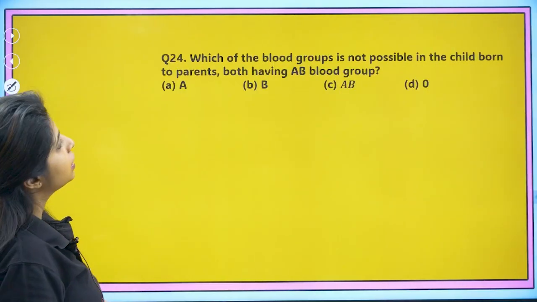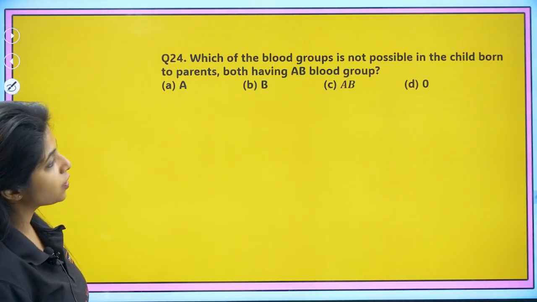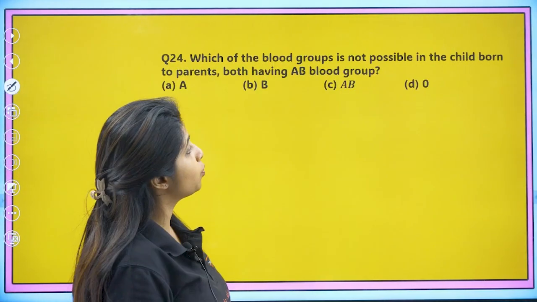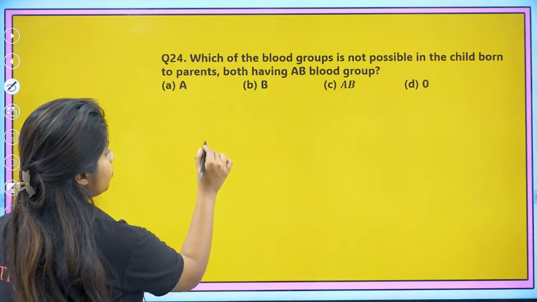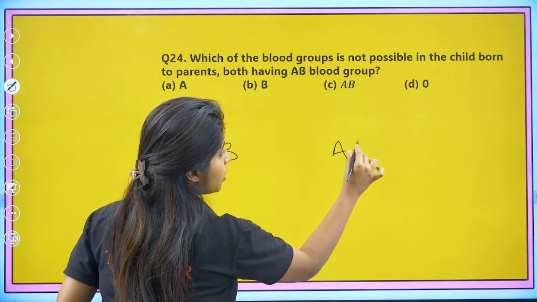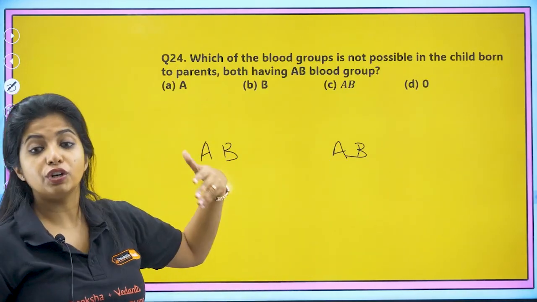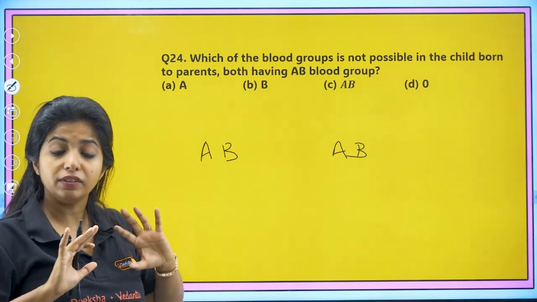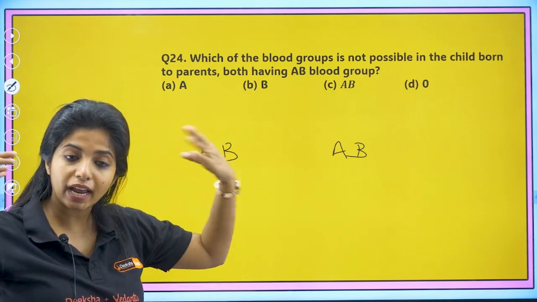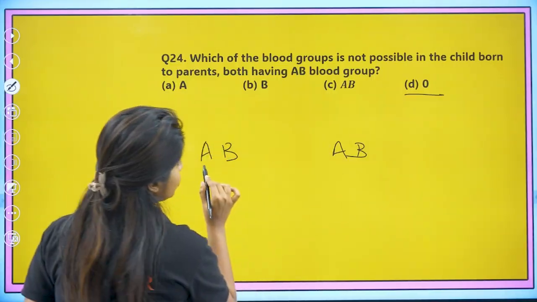Now, next thing. Which of the blood groups is not possible in the child born to parents both having AB blood group? So, both the parents are AB blood group. What blood group would the child never have? O blood group. I can just directly say it is O. Why? Because both of them have AB.